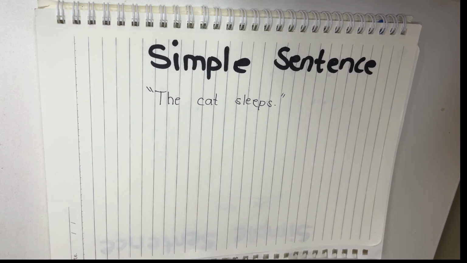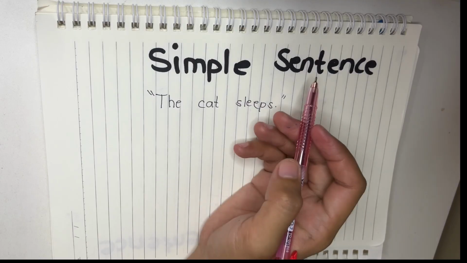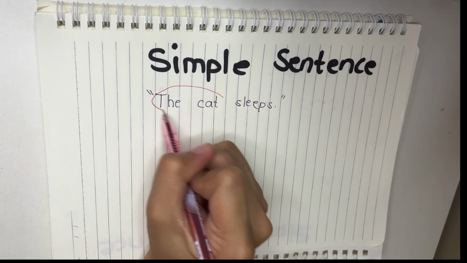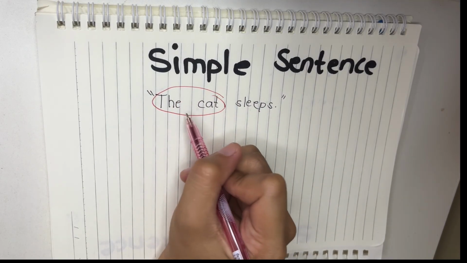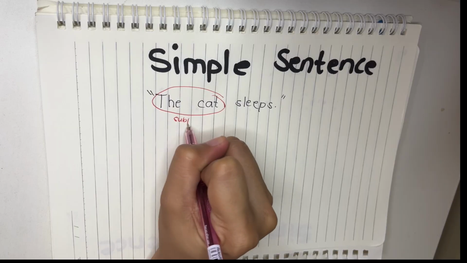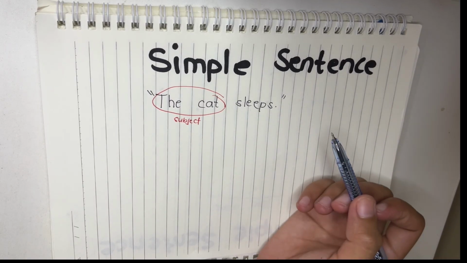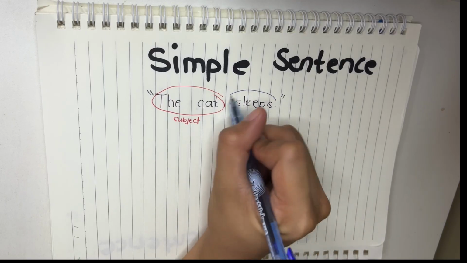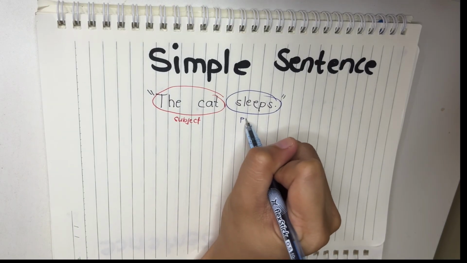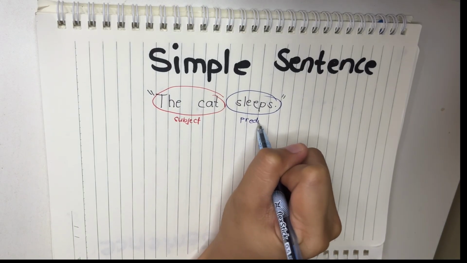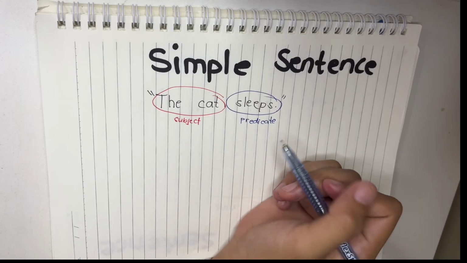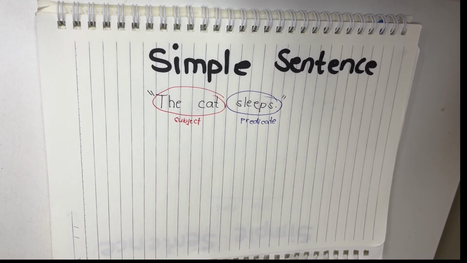So as you can see, where's the subject? Here, which is the cat. This is the subject. And how about the predicate? Sleeps. This is the predicate. So now, let's draw the tree structure.